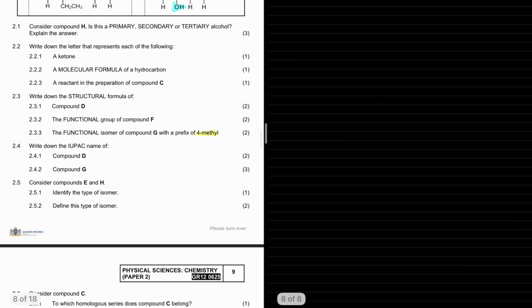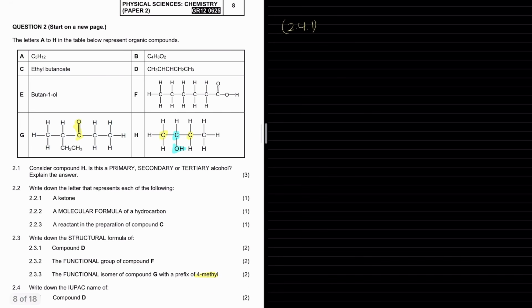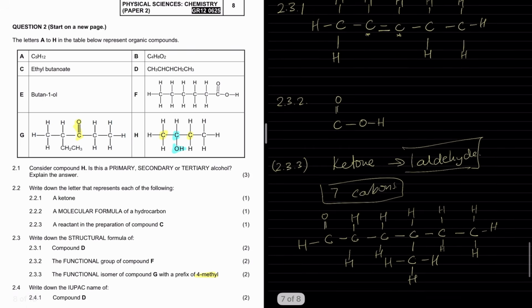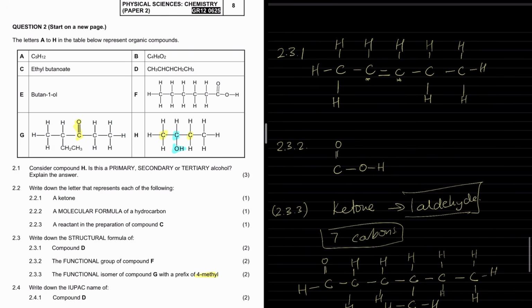Question 2.4 reads, write down the IUPAC name. They want the name of compound D. So 2.4.1, let's look at compound D. We've drawn it, so it's not a problem. We can name this. This is an alkene.